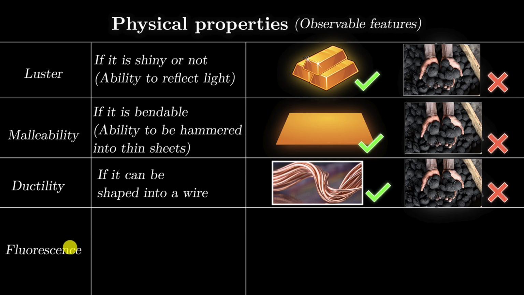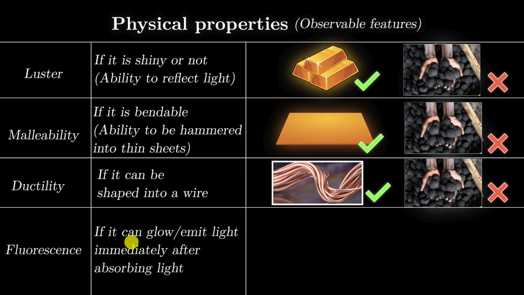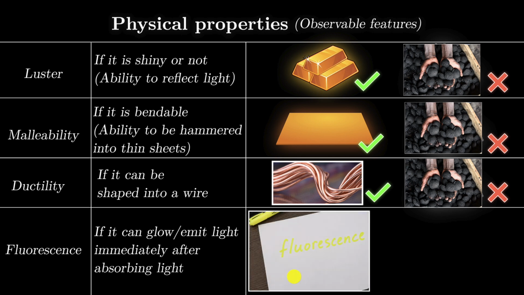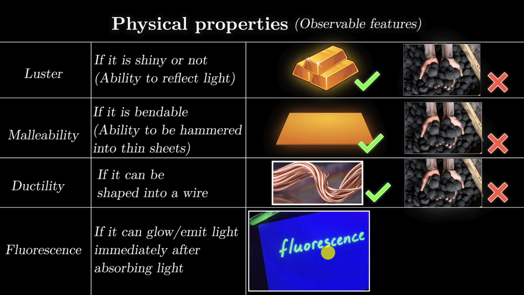And then there's an important one, fluorescence. It's when something can glow or emit light immediately after absorbing light. A good example of this is your highlighter ink. If you turn on your backlight or UV light, you will see it glows under that. We call that fluorescence. Now this looks very similar to the glow-in-the-dark stickers that were in my room when I was a kid, not now. But they're not the same thing, there's a difference.